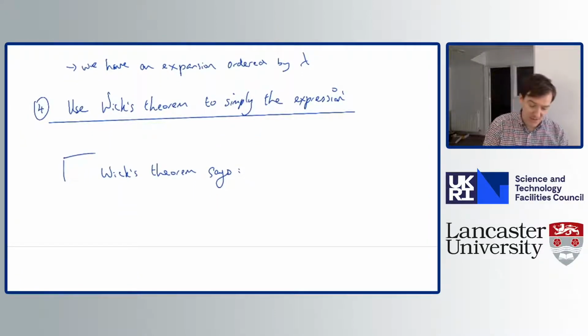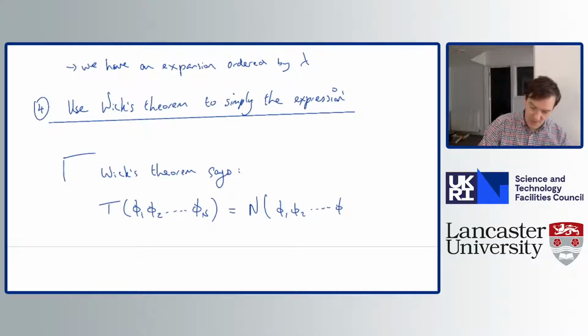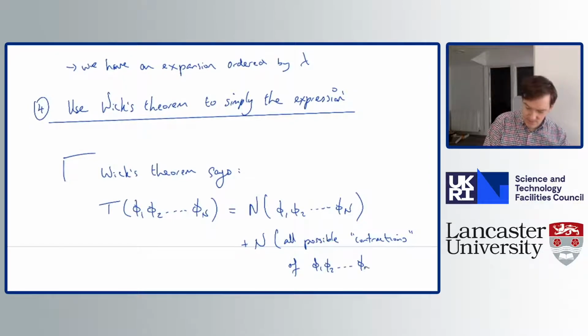Wick's Theorem says that if I consider the time-ordered product of n, in this case n field operators, this is equal to the normal ordered product of my n field operators plus the normal ordered product of all possible what are called contractions of these fields, phi 1, phi 2, up to phi n.